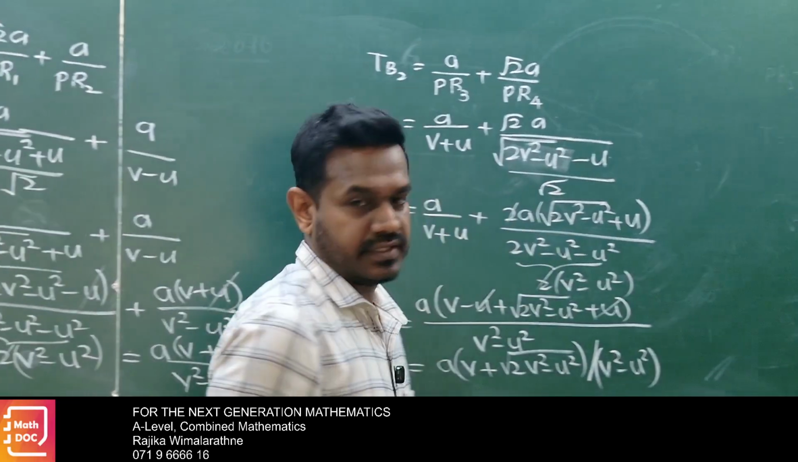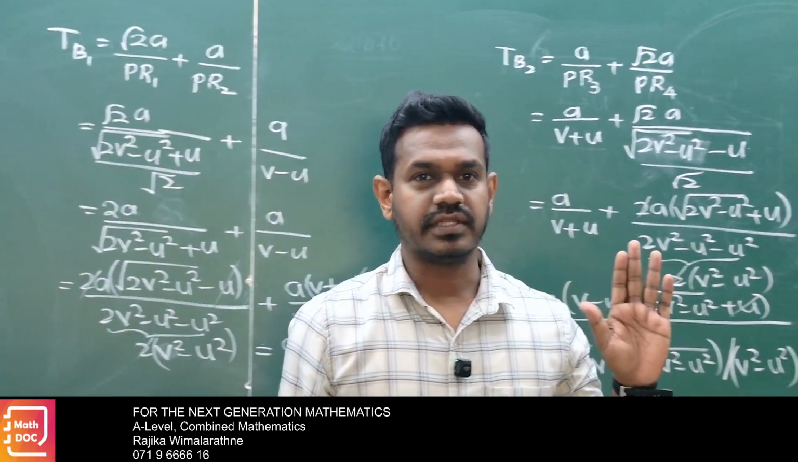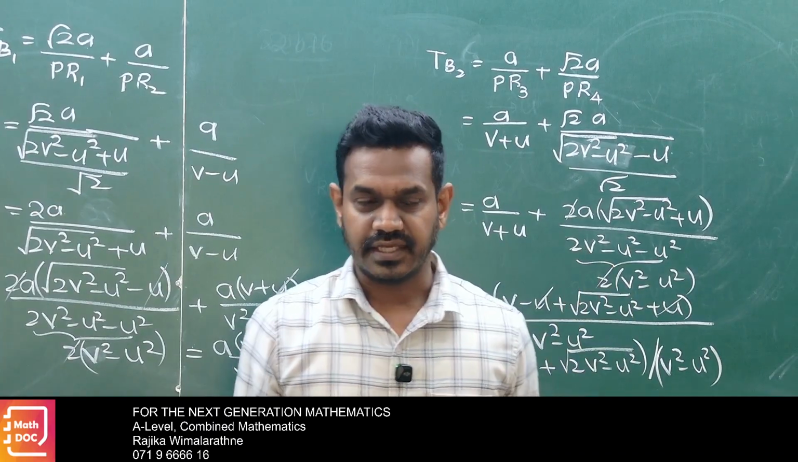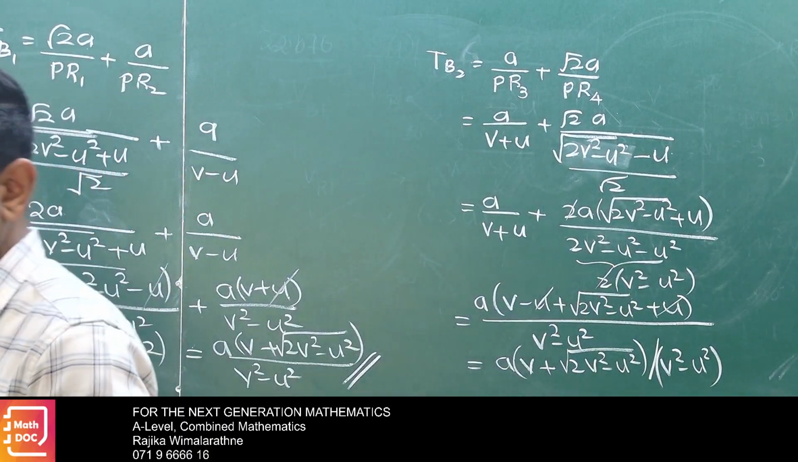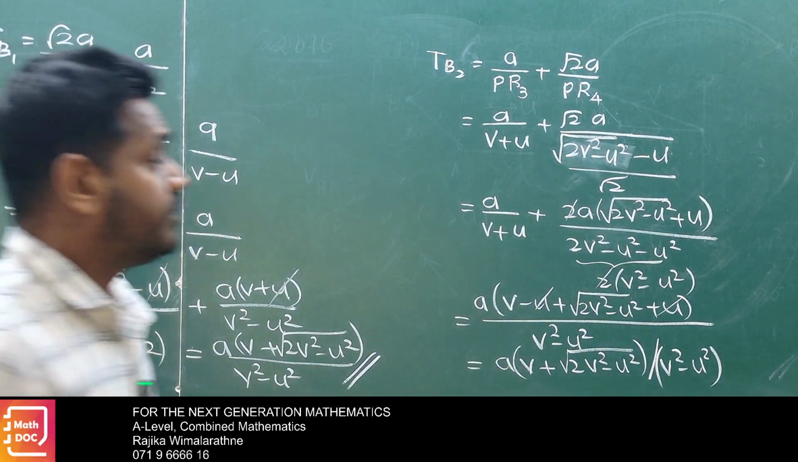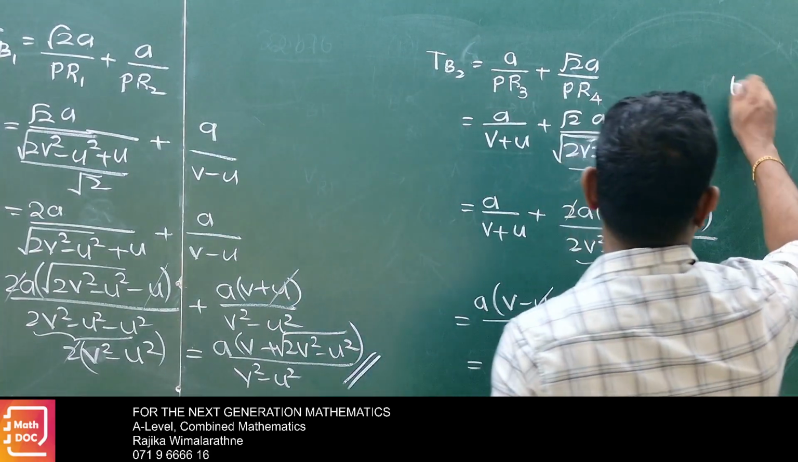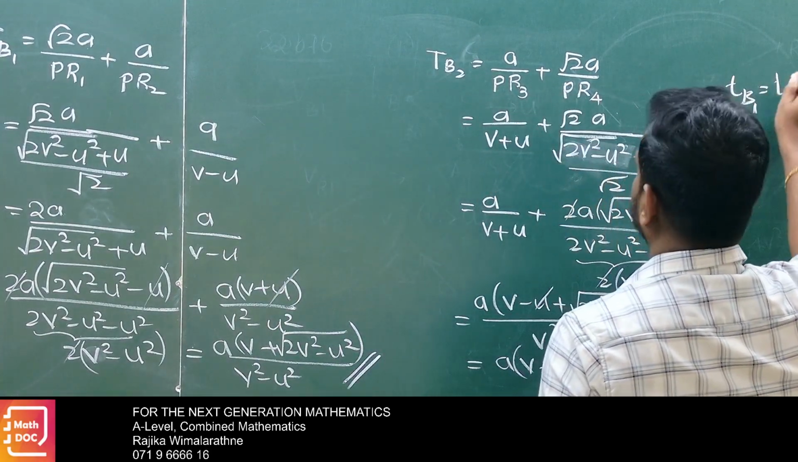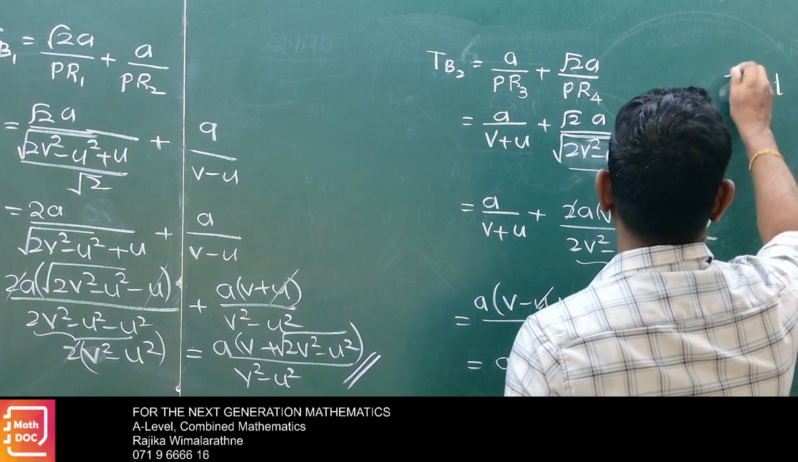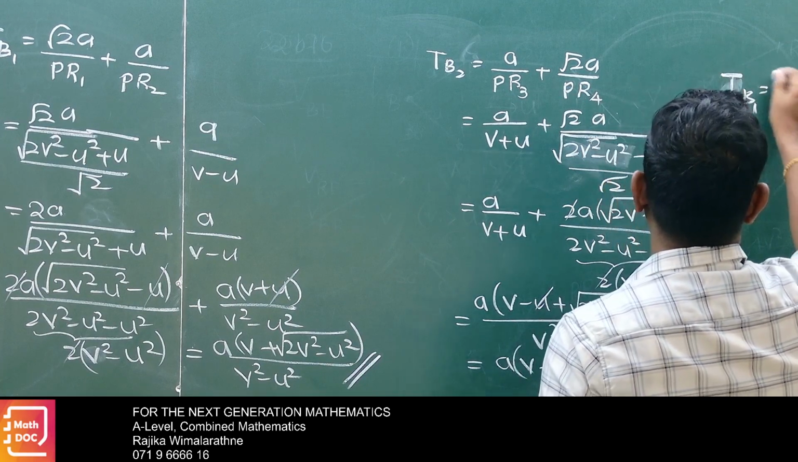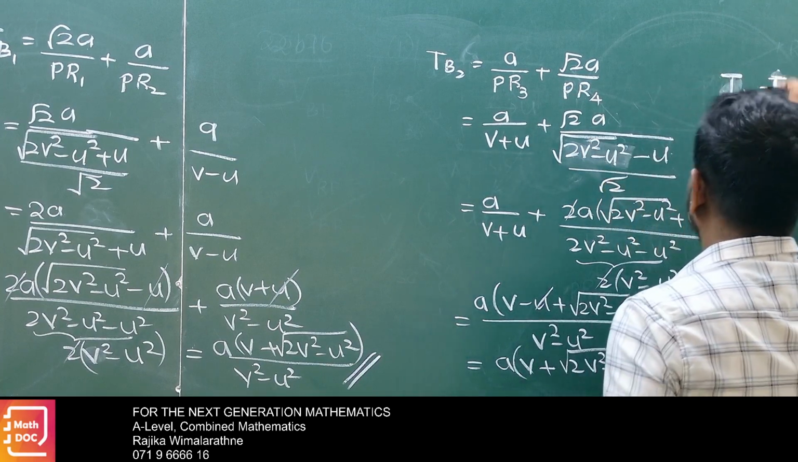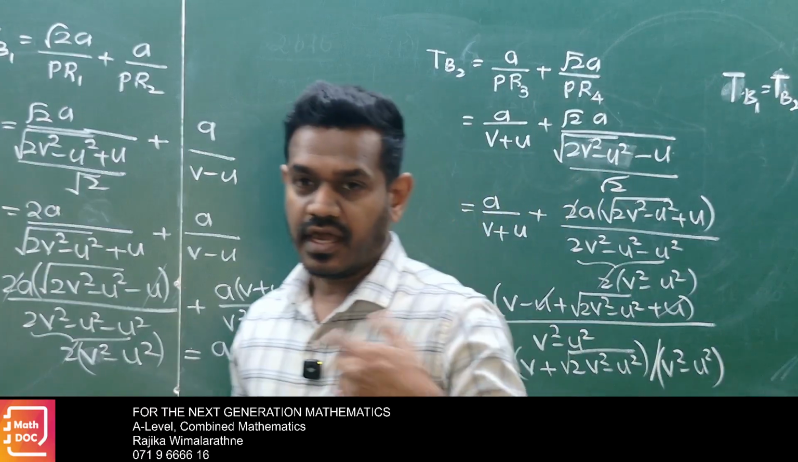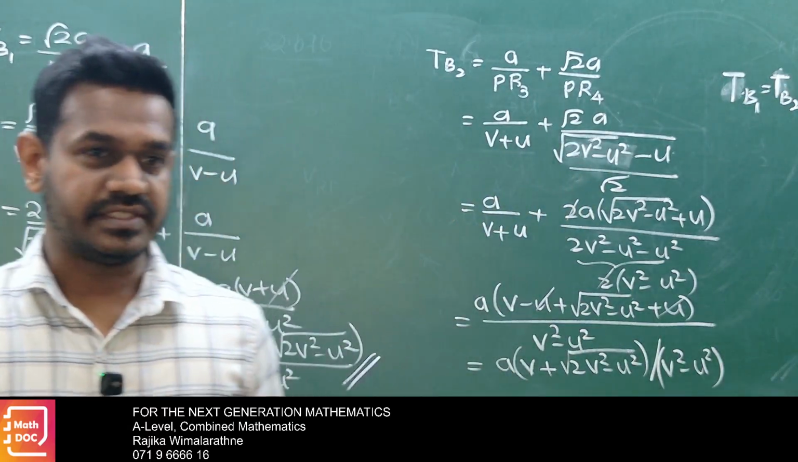Now we see both times are the same, no? Both times are the same, TB1 equals TB2. Then they come to point D at the same instant, no?